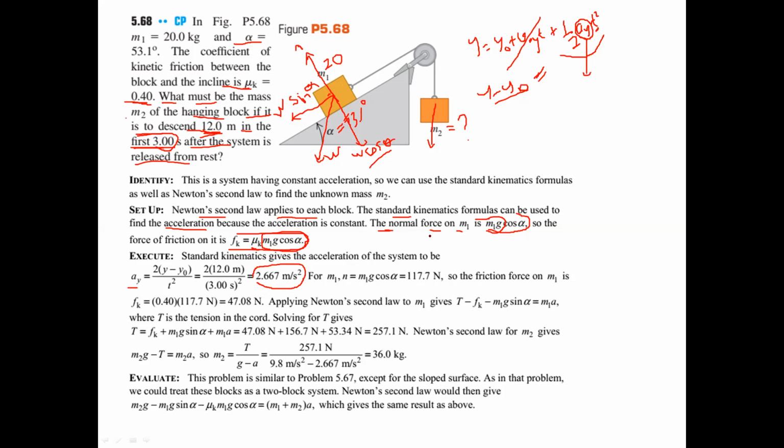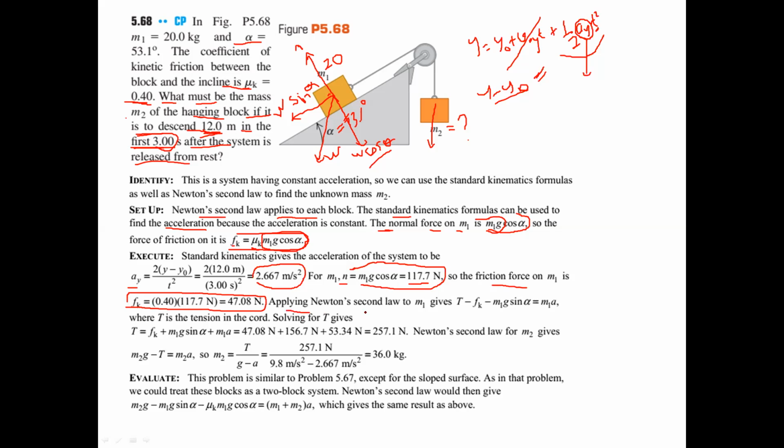For m1, what is N here? N will be equal to this one, okay? We write down the equation here, and now put the numbers. When you put the numbers, you will get this one. So the friction force here is the normal force times the kinetic friction coefficient, and it will be this one, okay?